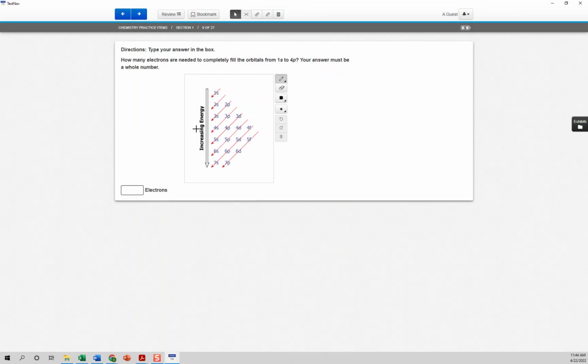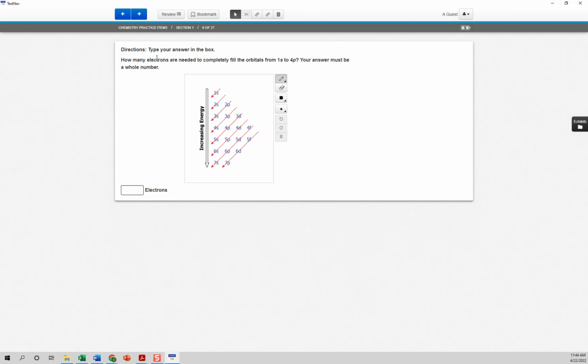All right, so here's kind of a funky diagram. Maybe you remember looking at something like this with your teacher when we did electron configurations. I'm going to show you a shortcut on how to do this. But what you have to remember is that every S sublevel can fit 2 electrons. Every P sublevel can fit 6 electrons. Every D sublevel can fit 10 electrons.